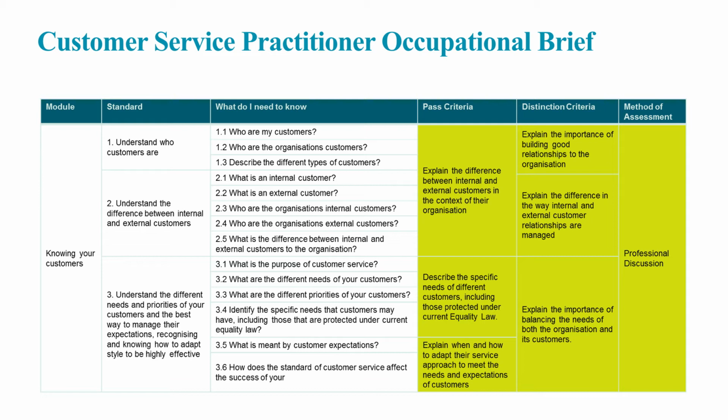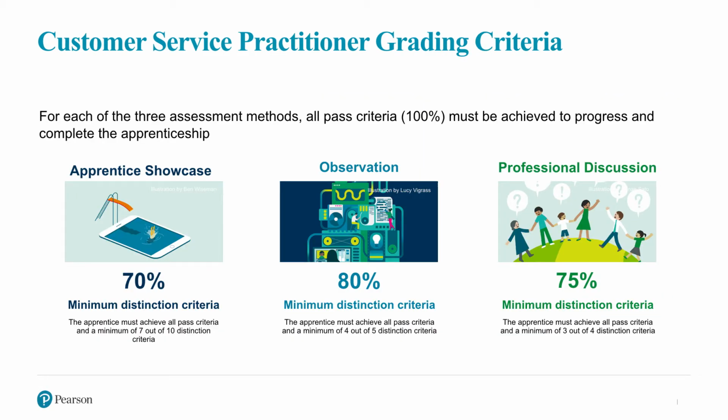So, how the grading works for the customer service standard, because there have been some questions in the network around this, and sitting on the employer group allows us to give you that clarification. In regards to the endpoint assessment, there are three components, as already discussed: an apprentice showcase, an observation, and a professional discussion. To pass the apprenticeship, your apprentice will have to hit all of the pass criteria for each of these three assessment methods. So they have to achieve 100% of all the pass criteria, which was in the grading criteria in the previous slide.